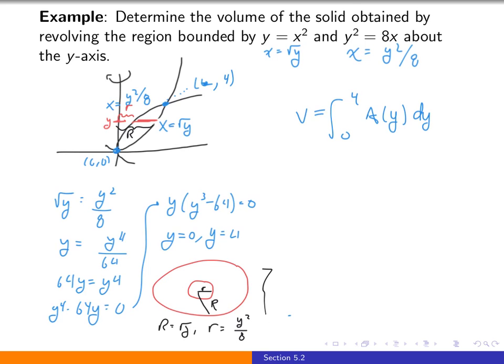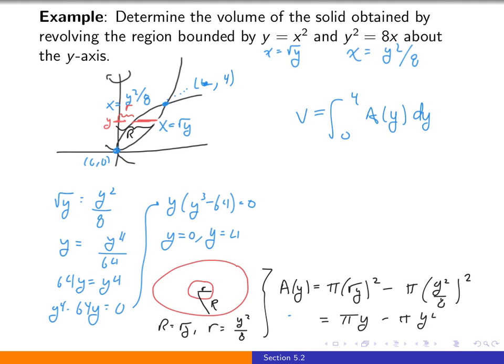Putting this together, A of y is the area of the larger circle, pi times square root of y squared, and we subtract away from it the area of the smaller circle, pi times little r, y squared over 8, squared. And this becomes pi y minus pi times y to the 4th all over 64.